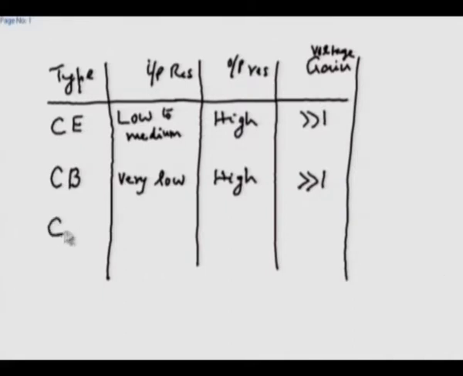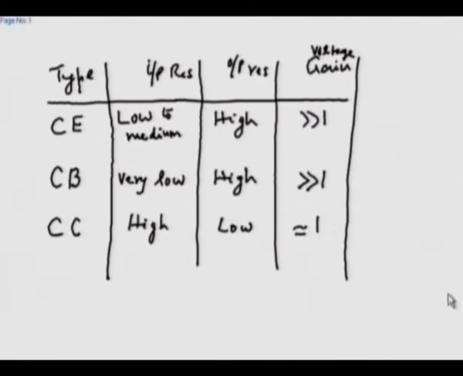Now, when we talk about the common collector, which is nothing but the emitter follower, we know that the input resistance is high. In fact, we can make it as high as possible by choosing different values of the emitter resistance. Now, we also know that an emitter follower is nothing but a buffer, therefore, the output resistance is low. That is why we use an emitter follower as a buffer, and we know that the voltage gain of an emitter follower is approximately 1.